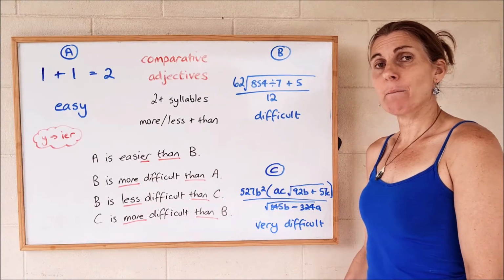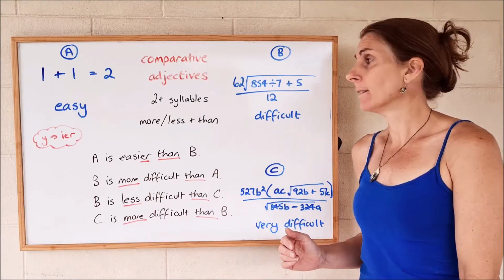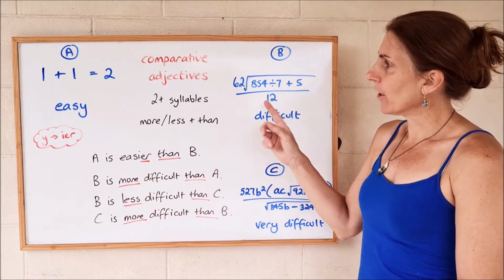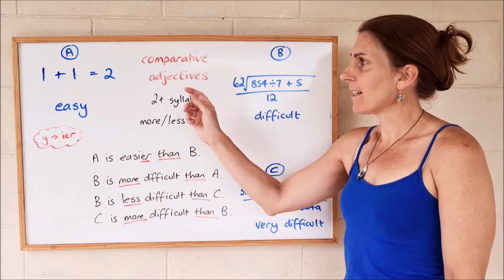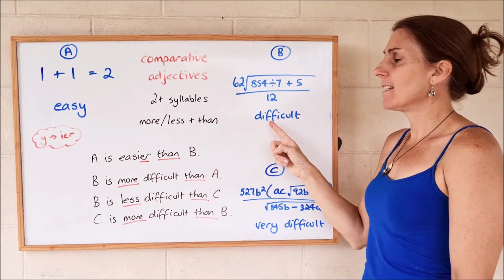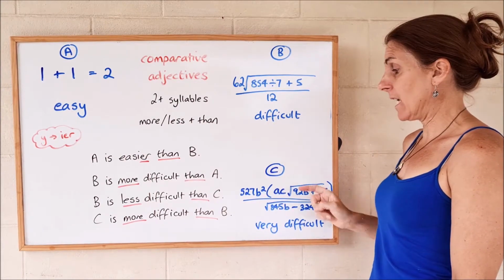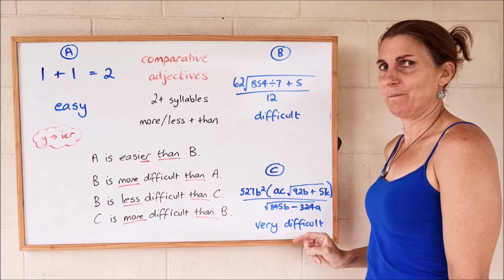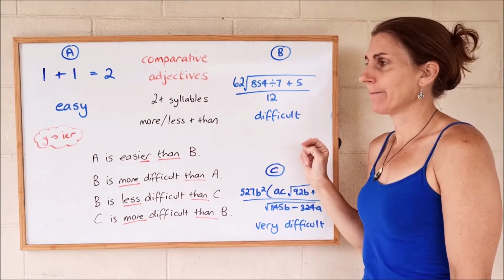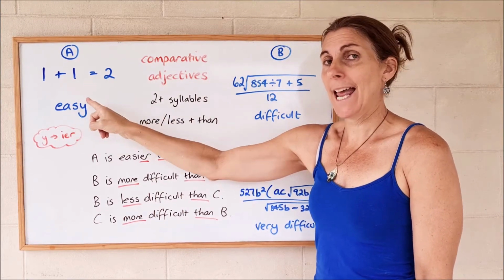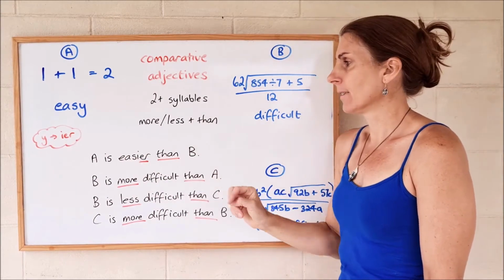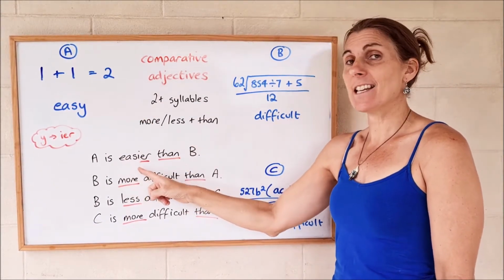Okay, now let's look at some adjectives that are a little bit longer. Adjectives that have two or more syllables. Okay, here we've got some maths problems. A is easy, B is difficult, and C is very difficult. Okay, so here are our adjectives, easy and difficult. Easy, if you remember, ends in Y, so we change the Y to IER. So A is easier than B.